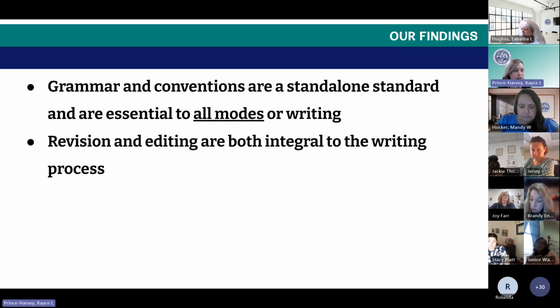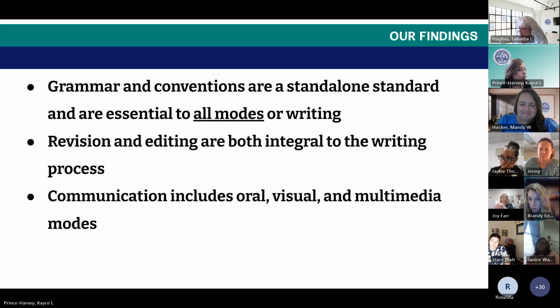Revision and editing are both integral to the writing process. This is something that is also outlined in our explanation of strands at the beginning of the standards document. It's not so much that students rewrite something in neater handwriting and they check it for grammar. That's not hitting that revision piece. So we want to be looking at revision just as much as we are at editing for that entire writing process.